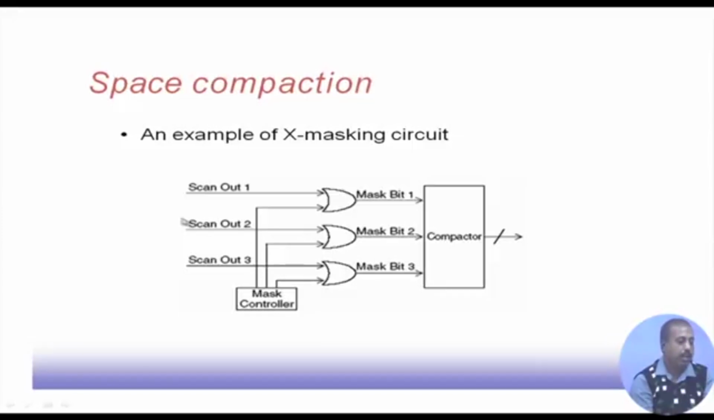As the scan shifting operation is going on, this will continually generate masks, so that whichever scan chain has to be allowed will go, and in that case this mask bit is 0. On the other hand, if the mask bit is 1, then the scan out bit will not go. So, it will get a 1 at the compactor input. This way we can have this X masking circuitry, so that these unknown values do not reach the space compactor.